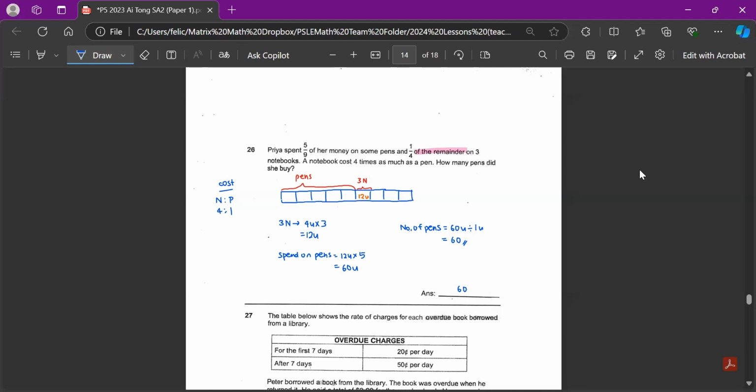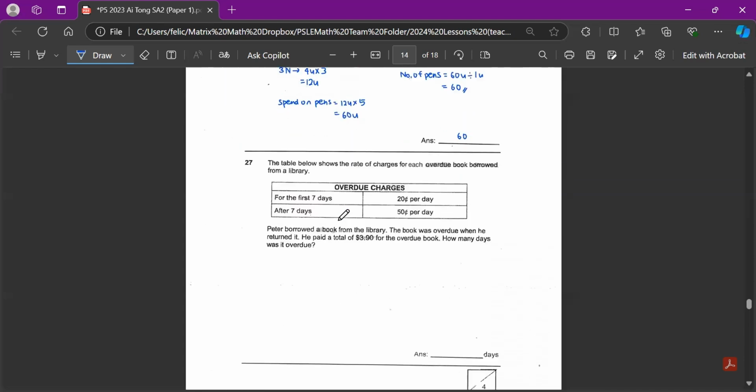So this question, I would say the challenging part is differentiating between the quantity and the value. You have to be very clear with your ratio. You have to remind yourself that this ratio is the money ratio. The notebook costs 4 units, the pen costs 1 unit, like this. Then you can do the multiplication accordingly, finding a relationship between the ratio and your model units from there.